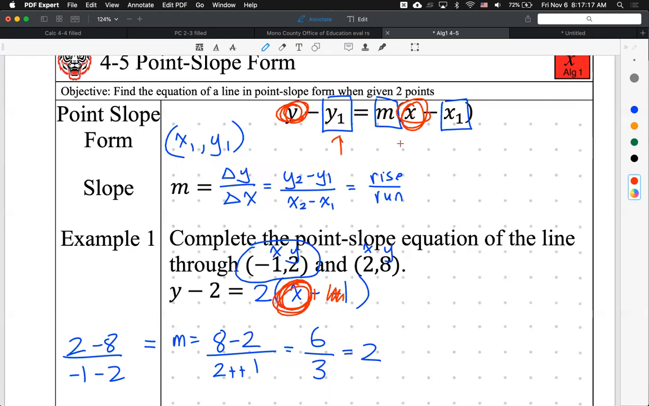This y1, m, and x1, those are going to be numbers. That's going to be a number. That's going to be a number. That's going to be a number. But this y and x, they stay variables. Thank you, Ripley. Good question.